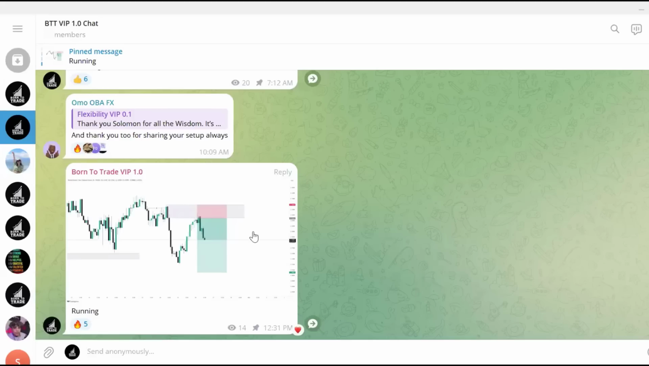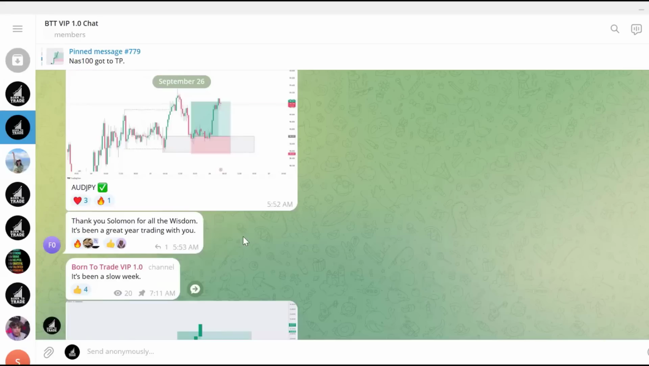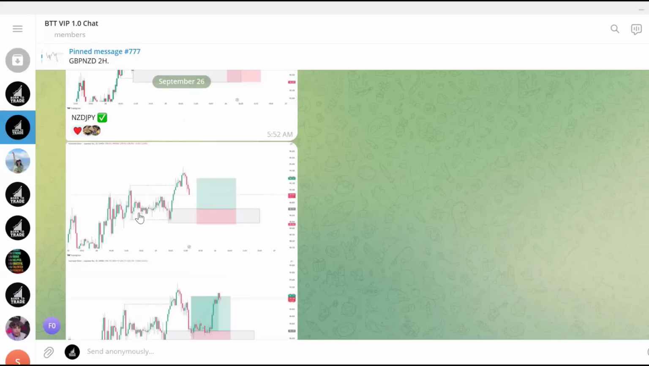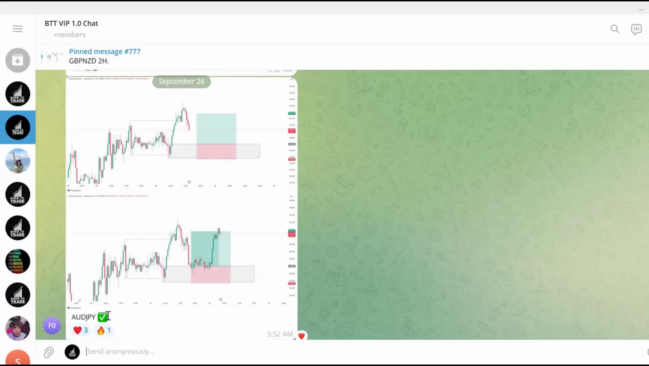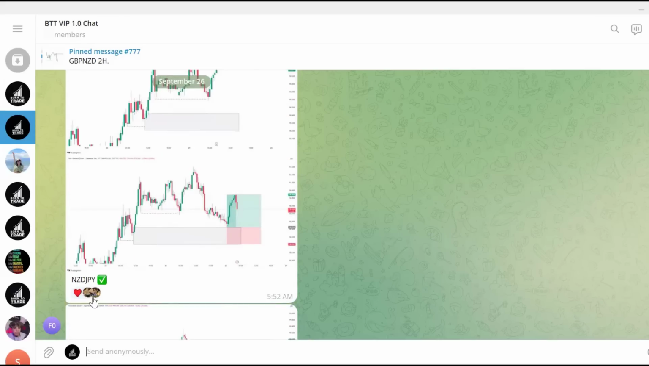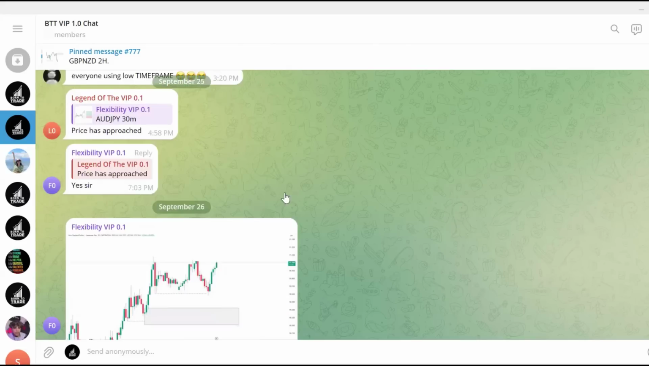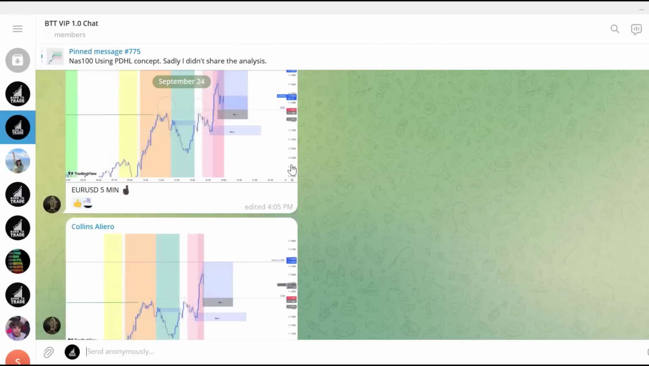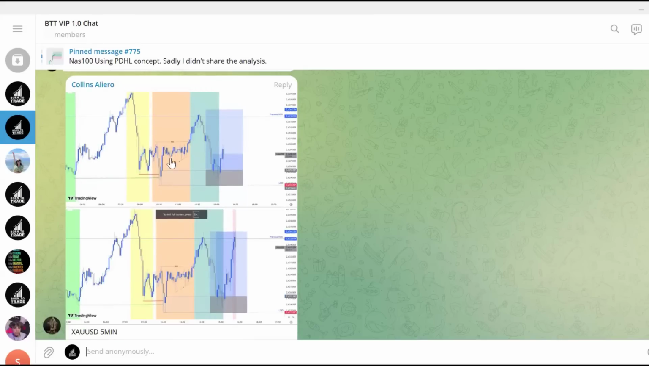So these are VIP community right now. Now, this is actually one of my students. He's doing very well. So this is one of the examples which we're going to use. This is on AUDJPY, and this is another one. This is on NZDJPY. I want to look at that. And I think some other people shared some good results using this particular concept. So let me see. And this is another good one.